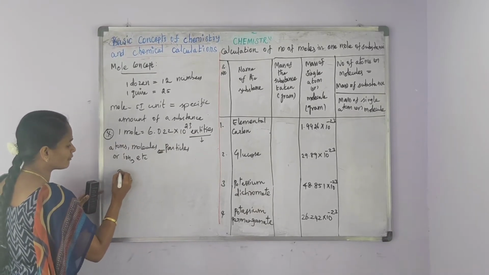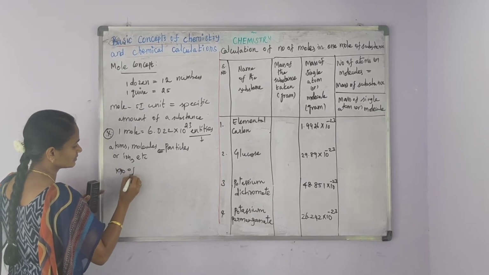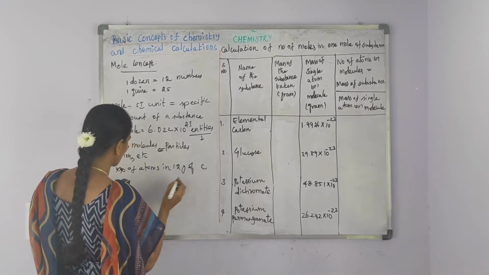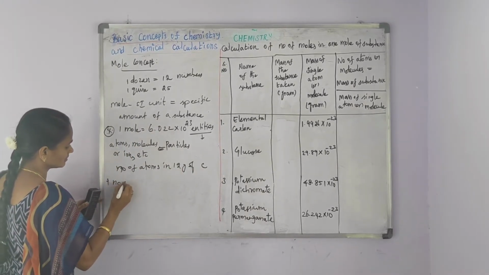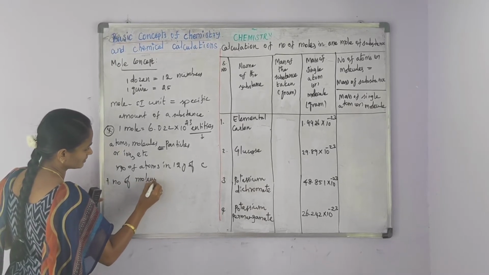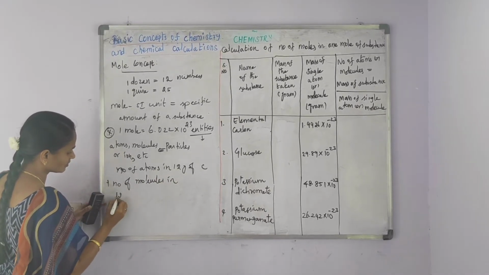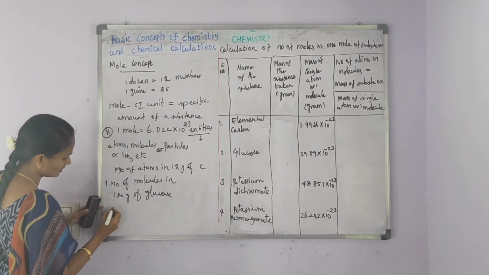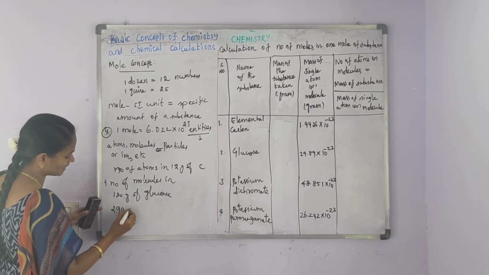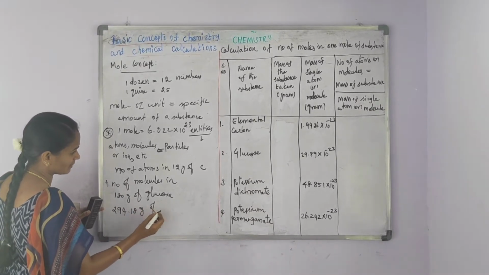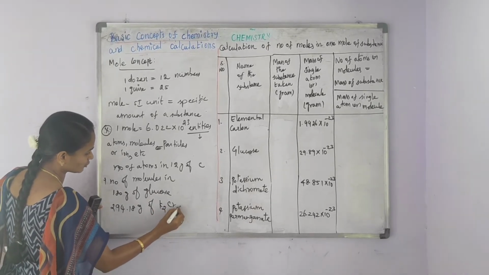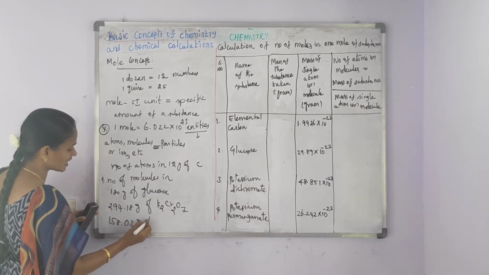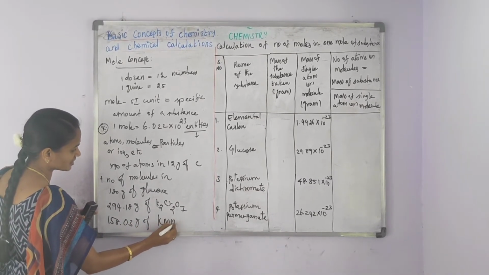For understanding that 1 mole is equal to 6.022 into 10 power 23 entities, we will calculate the number of atoms in 12 gram of carbon and the number of molecules in 180 gram of glucose, 294.18 gram of potassium dichromate and 158.03 gram of potassium permanganate.